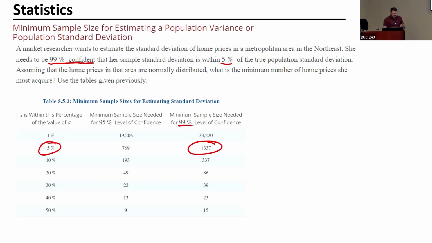If they'd said 95, you'd have gone 769. If they'd said 99 or they'd said 20%, you just scroll down. Just keep using this chart. Pretty straightforward on that one.